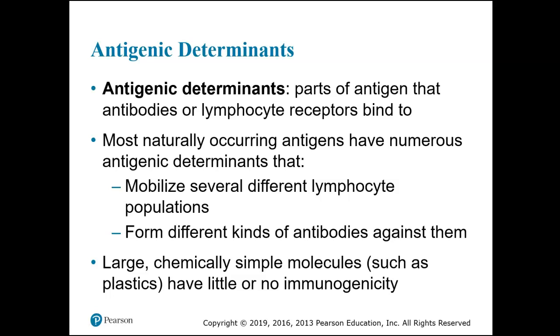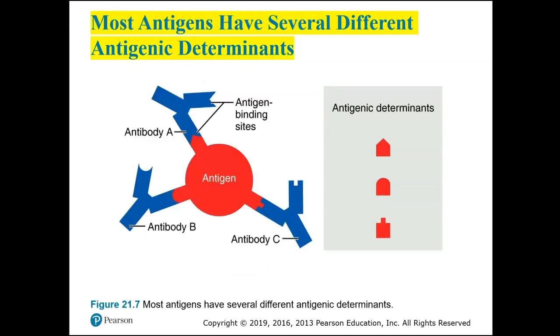An antigenic determinant is a small part of an antigen. It's the part that binds to the antibody. So if this is your antigen, the antigenic determinant is this piece here, and this piece, and this piece. Okay? And the Y-shaped blue molecules are antibodies that are binding to the antigenic determinants on the antigen.